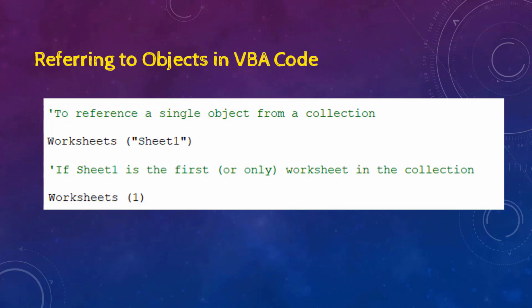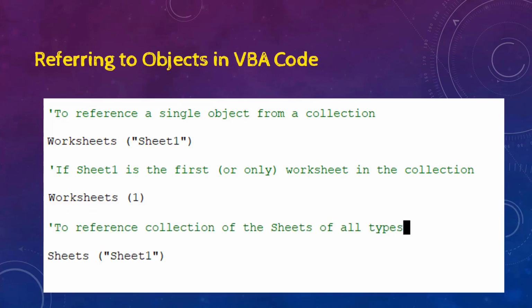The Sheets collection is handy if you want to work with all sheets in a workbook and don't care if they are worksheets or chart sheets. So a single worksheet named Sheet1 is a member of two collections, the Worksheets collection and the Sheets collection. You can refer to it in one of the following ways: Worksheets("Sheet1") or Sheets("Sheet1").